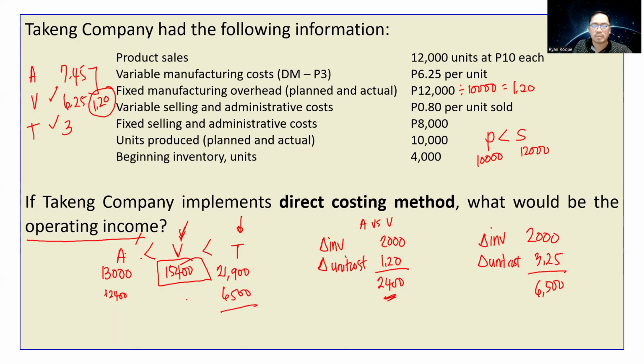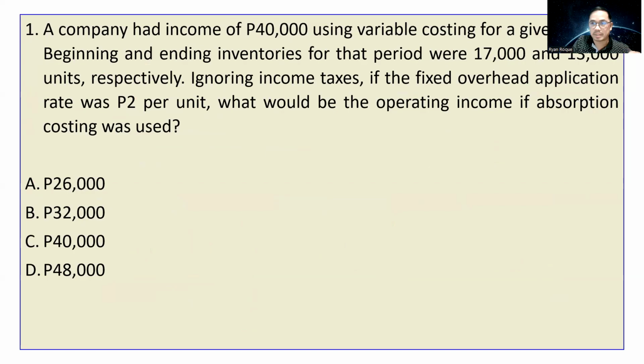So to arrive at your variable costing method, V should be less than T. So therefore, we will deduct 6,500. So the answer is 15,400. Just the same. So whether you compute for the income of variable from the absorption or from the throughput costing method, the answer should be the same. So again, the answer is 15,400.